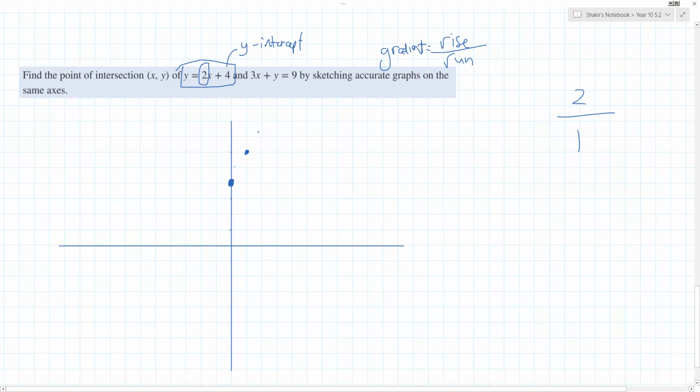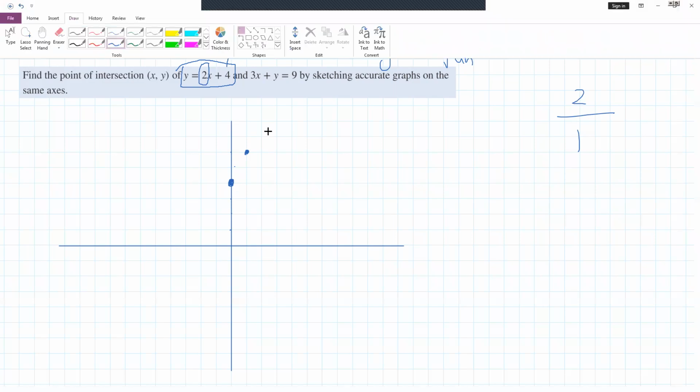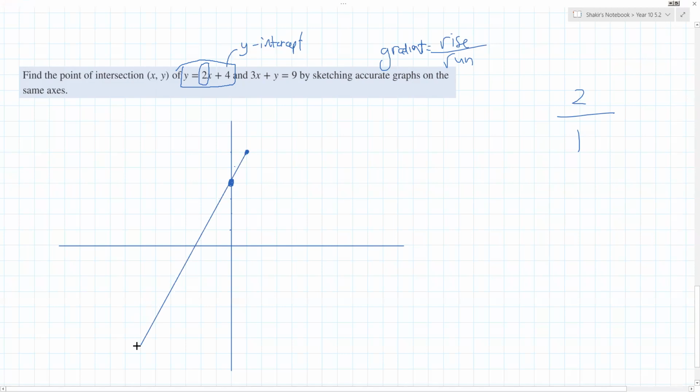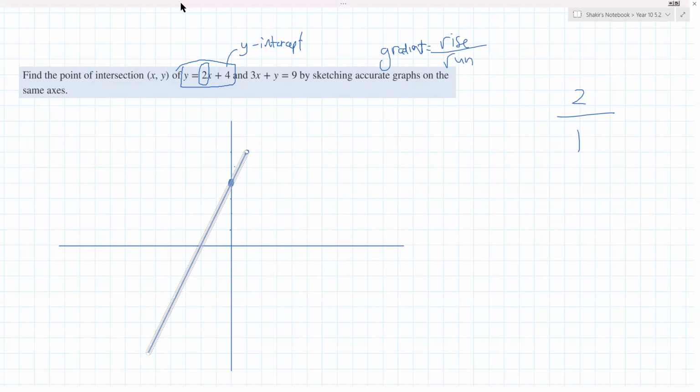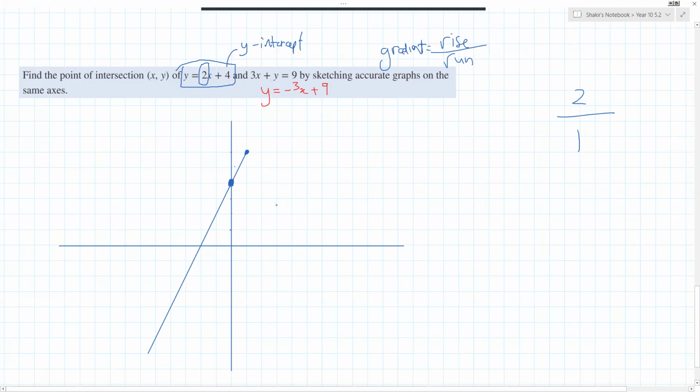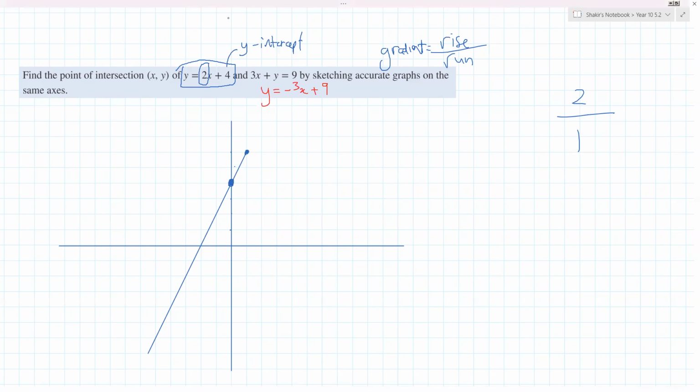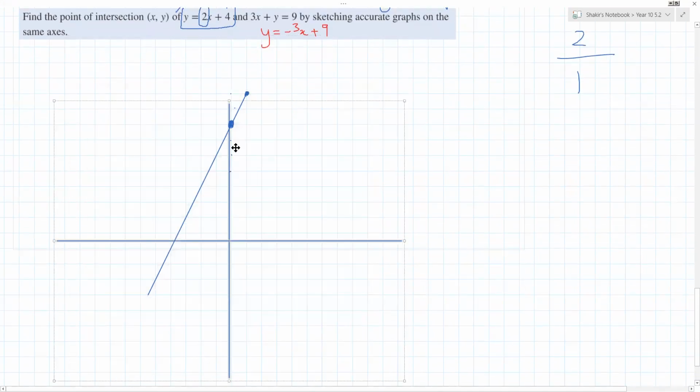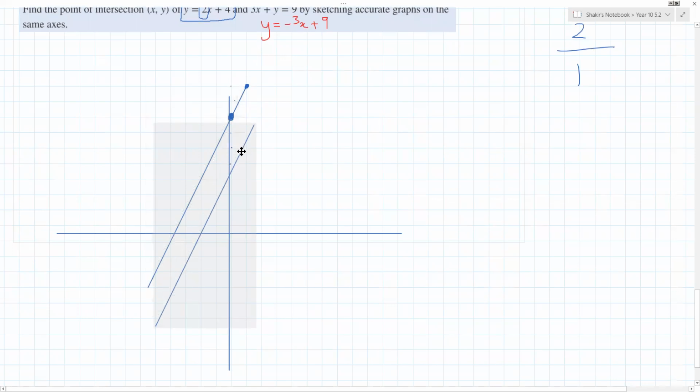Therefore, I can now simply line up these dots and draw a straight line through them. I might just use my tool here. Yeah, as good a line as any. Let's have a look at the next bit. We also have to graph the second line. Now I'm going to rearrange, make y the subject. y is equal to negative 3x + 9. Okay, clearly I'm going to have to extend my axes. Unfortunately, hang on.